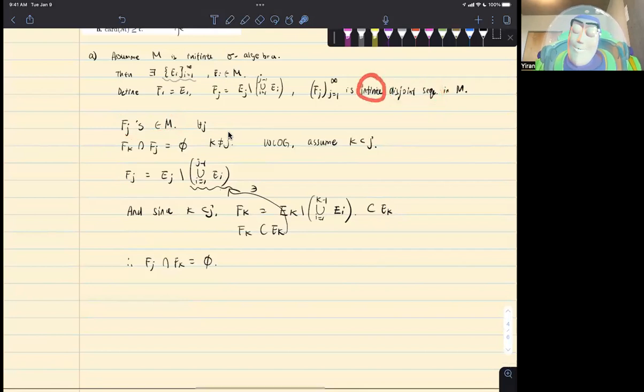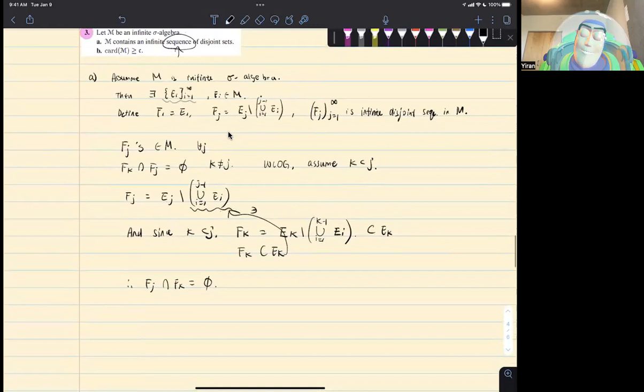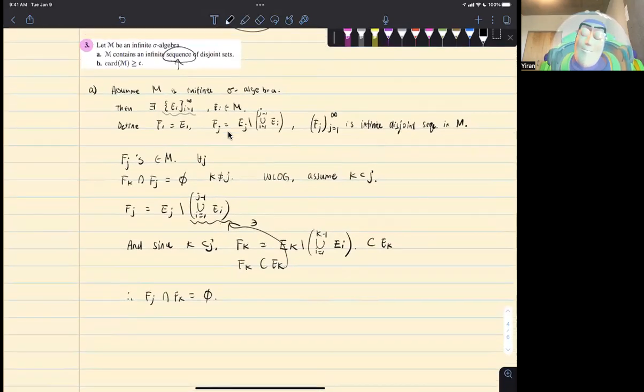And when you show this is an infinite sequence, well, F_j is an infinite sequence. This is clear because E_i is an infinite sequence, and F_j is defined in this way. So if we have infinitely many distinct elements E_j here, then that means we can construct infinitely many F_j, therefore the sequence F_j is infinite. Okay, and then that basically shows the existence of this.